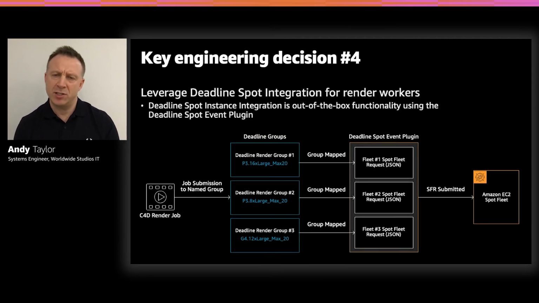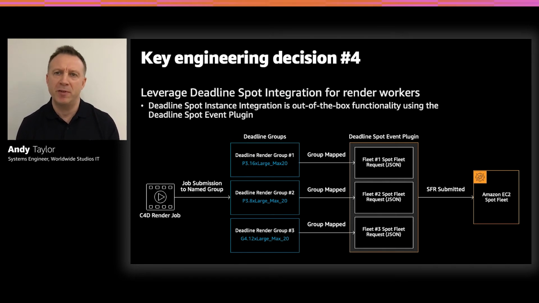So engineering decision number 4: when we thought about the ephemeral nature of our render workers, we quickly figured out using Deadline and AWS Spot instances was really in the critical path to ensuring the solution was cost viable. And the good news is Deadline and AWS Spot integration is out of the box functionality, and that uses the Deadline Spot Event Plugin. We found it to be a very low friction exercise to get both Deadline and AWS Spot partnered up.